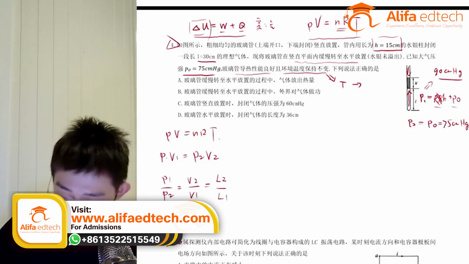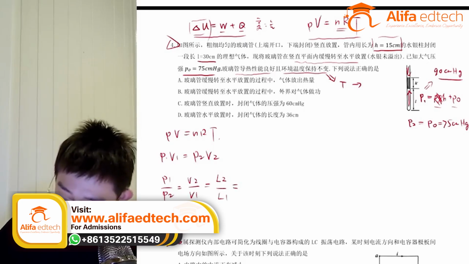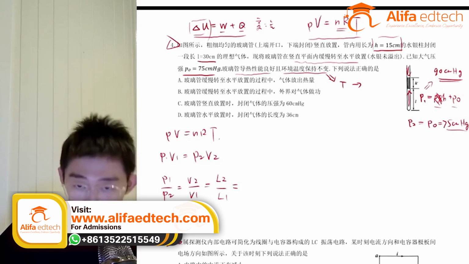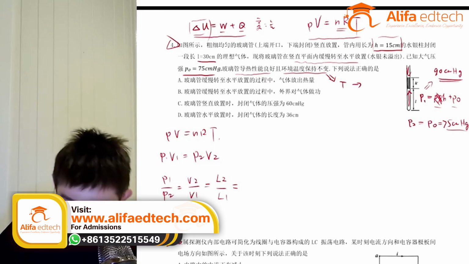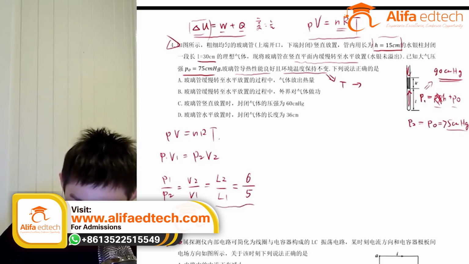So from this, I can directly calculate it. The ratio of P1V1 to P2 is 90 to 75. 90 to 75, both are multiples of 15, with 90 being 6 times 15 and 75 being 5 times 15. So the ratio is 6 to 5. Therefore, 6 to 5 is the ratio of these two lengths.